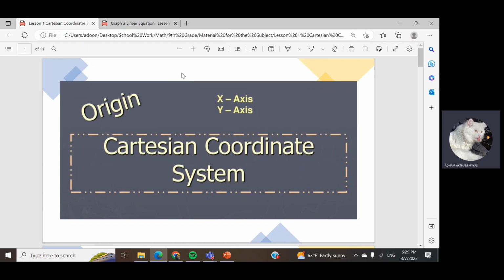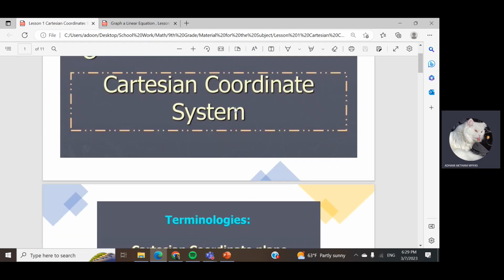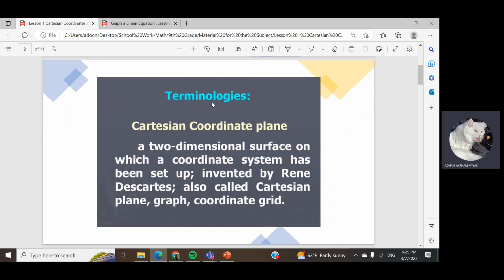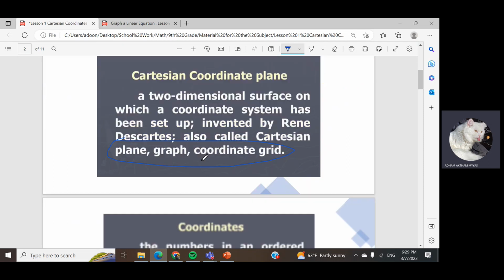Let's start with the first lesson. It's about the Cartesian coordinate system. And here we can see the Cartesian coordinate system. It's a two-dimensional surface on which a coordinate system has been set up, invented by René Descartes, also called the Cartesian plane and graph or grid, coordinate grid.